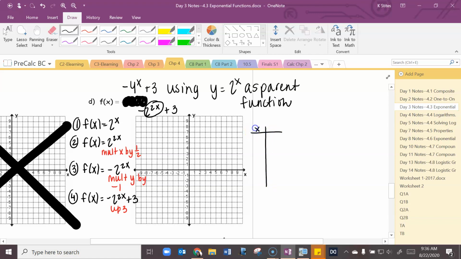Okay, so I'm just going to go ahead, I'm going to put some points from my original parent function. So again, this is 1/2, 2 to the 0 is 1, 2 to the 1 is 2, 2 squared is 4. And I might as well put this as well. And now let's just graph our parent function.